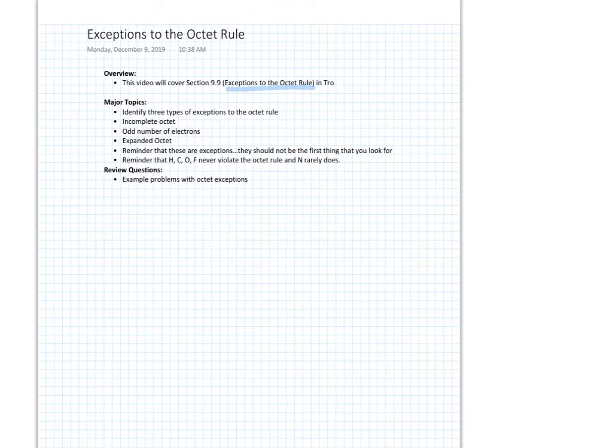There are 3 different types of exceptions to the octet rule: the incomplete octet, odd number of electrons, and expanded octet. These are written in order of increasing likelihood. The expanded octet happens much more frequently than the other 2, and the other 2 are for very specific cases. So let's start with the incomplete octet. That just means there's not enough electrons to go around to give you an octet. This tends to happen with elements on the left side of the periodic table, like boron and beryllium and aluminum. Those are the 3 that typically this might happen to.